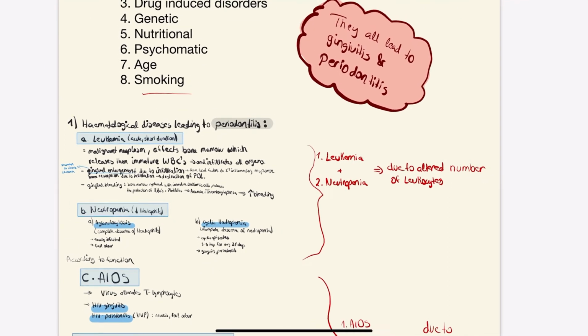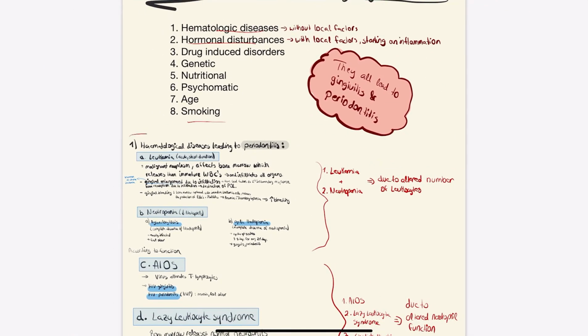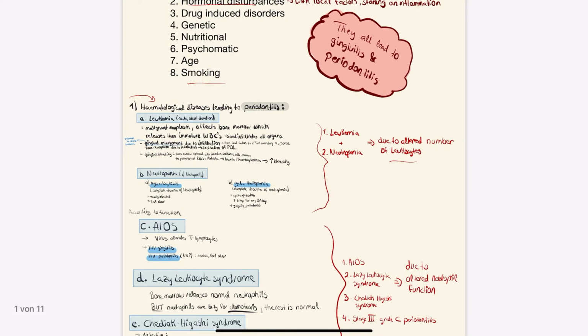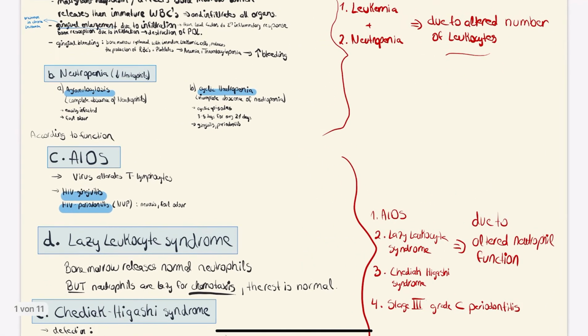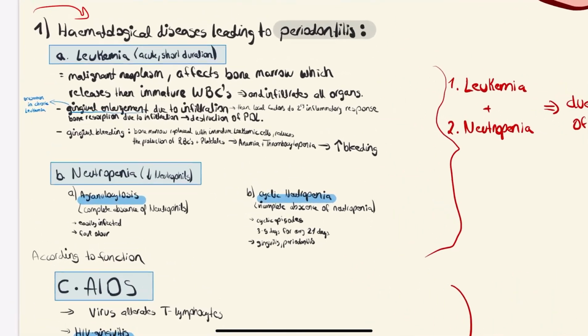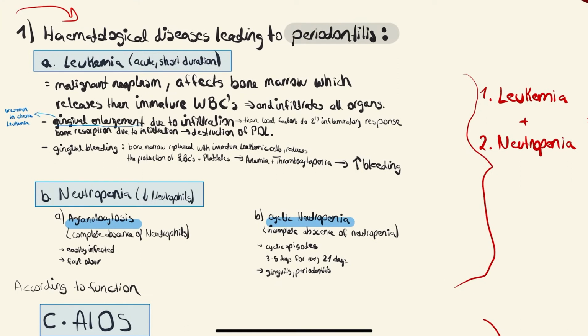We can divide the hematological diseases into 2 categories. The first group alters the numbers of leukocytes, and the second one has altered neutrophil function. So the first one talks about the numbers, and the second one talks about the function. And we have here at first the leukemia. The leukemia is the first type of hematological diseases.